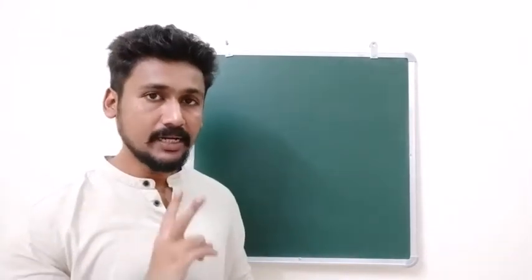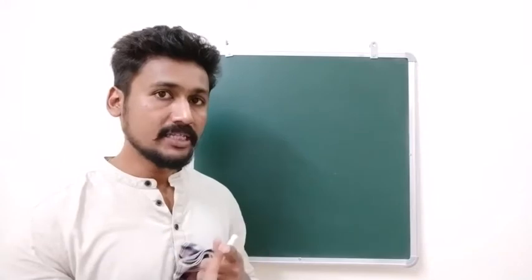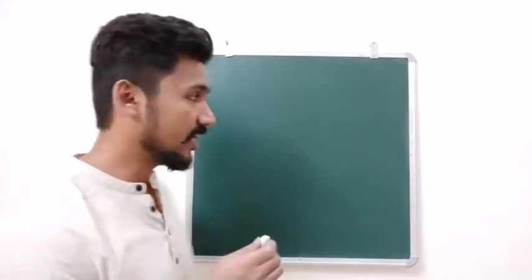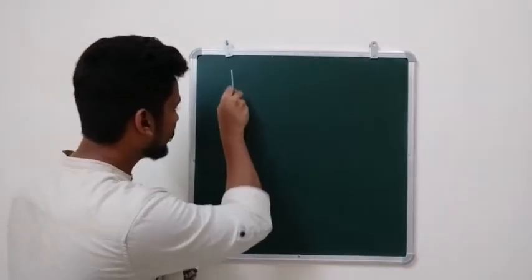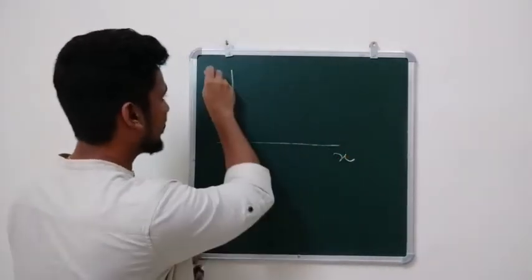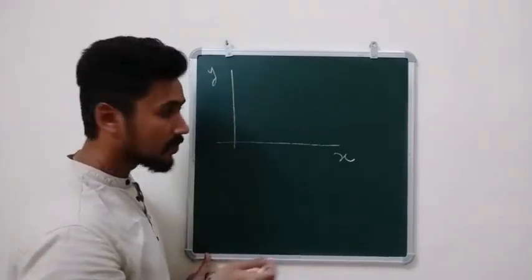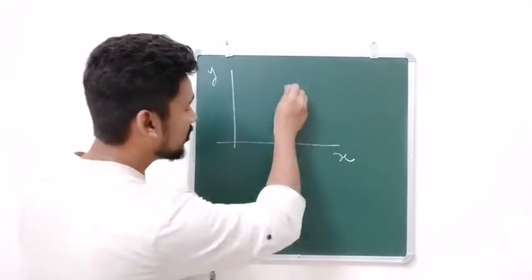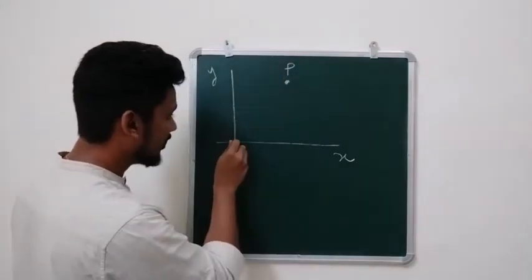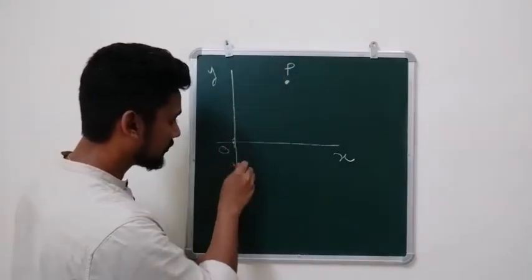Now let us understand two types of vectors. One is called the position vector and the other is called the displacement vector. To show the vectors, first we are going to draw a coordinate axis. This is the x-axis, this is the y-axis. There is an object which is located here, for example. Let us call this point P. This is the origin of the axis, O.